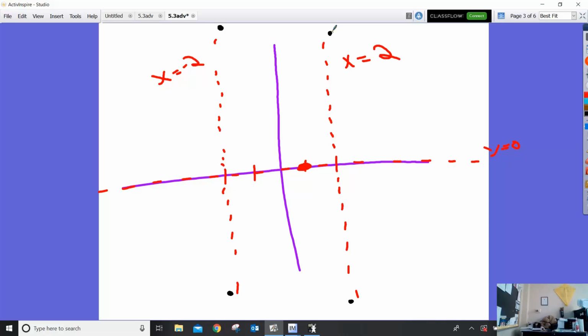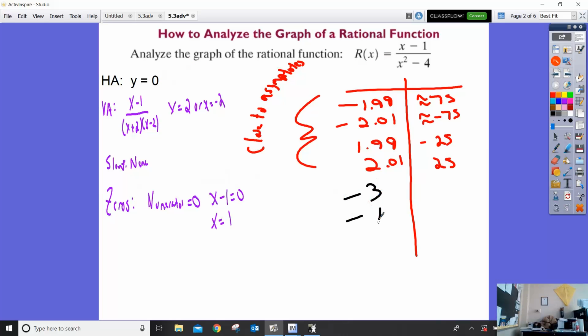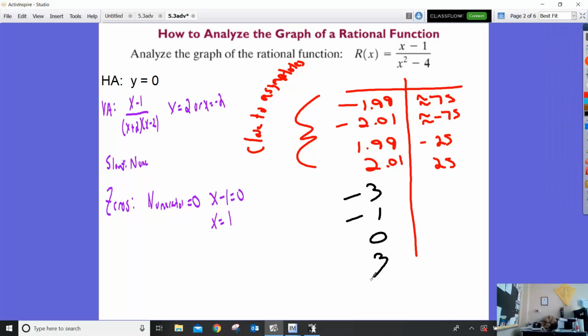What else might you be interested in finding? I'd be curious about something down here. Maybe the left of an asymptote, maybe the stuff in the middle, maybe stuff to the right. So I'm going to find negative 3. I don't think I'll worry about negative 4. We'll talk about that in a second. Negative 3, negative 1, 0, and 3. Look at that big table, kids.